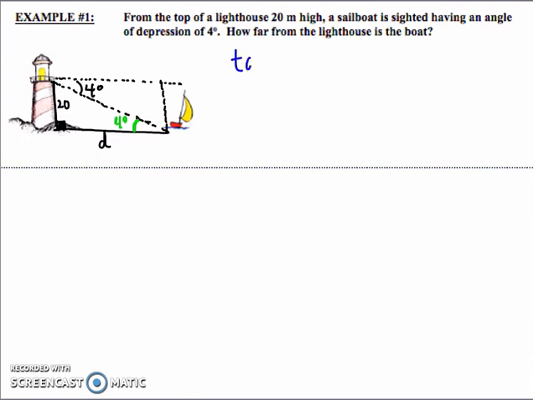So I am going to say that the tangent of 4 degrees, sorry, not 40, is going to be equal to the side opposite, which is 20, over the side adjacent, which is d. And if I rearrange my equation to solve for d, I'm going to get d is equal to 20 divided by the tangent of 4 degrees.